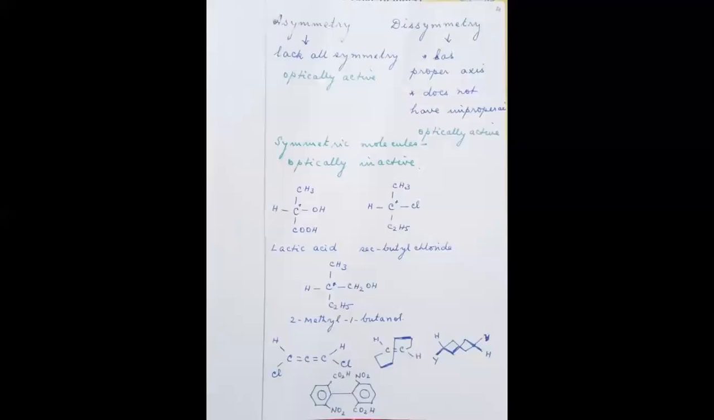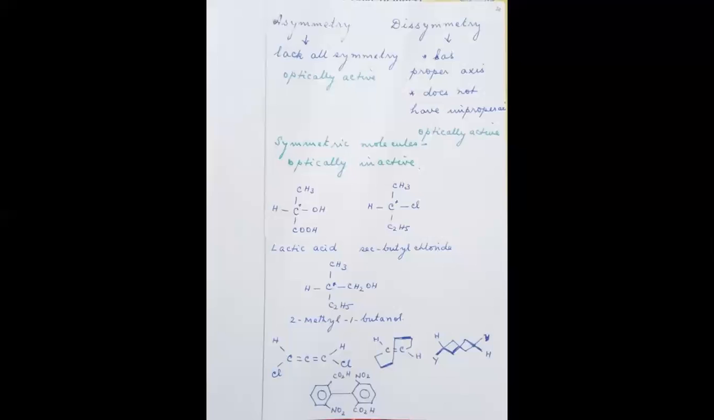This is a very important difference. Asymmetry means the molecule lacks all symmetry. It doesn't have any symmetry at all. That is called asymmetry, totally asymmetrical. Dissymmetry means it has proper axis of symmetry and it doesn't have improper axis of symmetry.